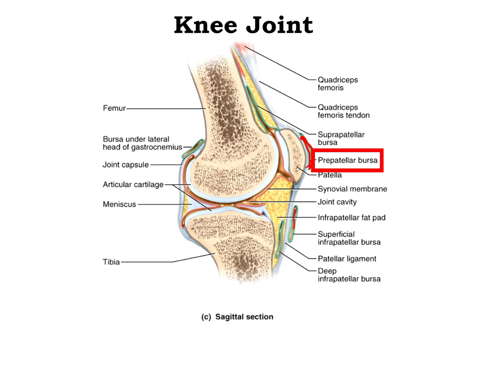And then there's the infrapatellar. Here's the suprapatellar; infrapatellar's down here. And then the prepatellar is just in front of it. And then there's the back of that, or under the gastrocnemius, the lateral head of the gastrocnemius.